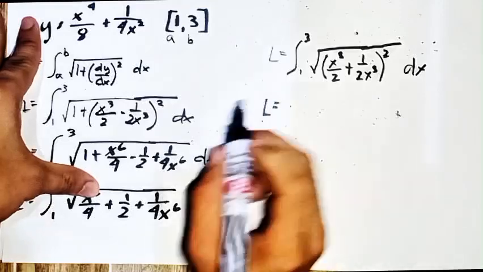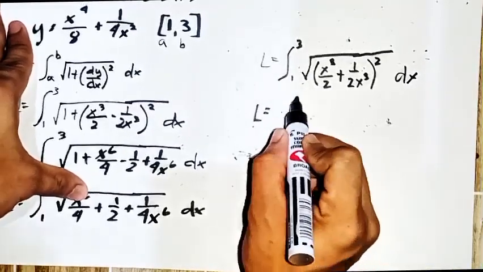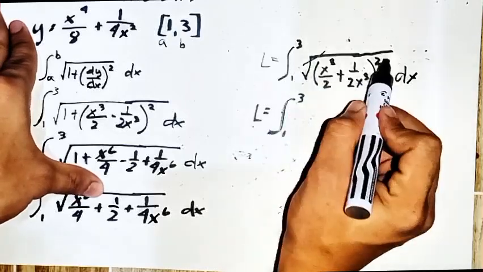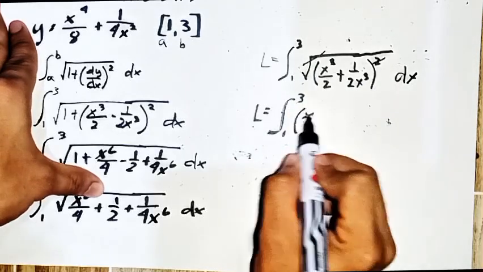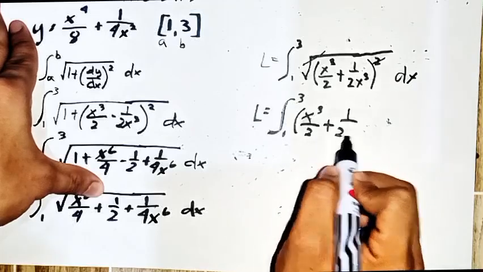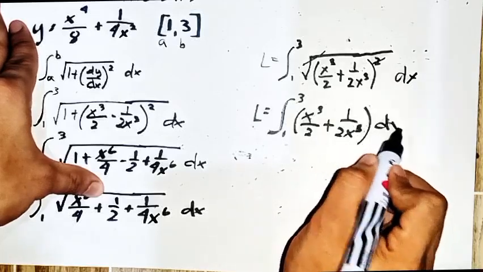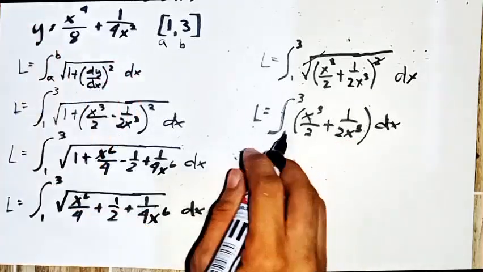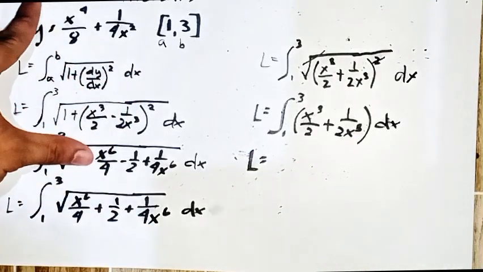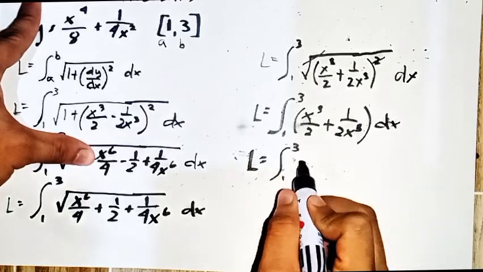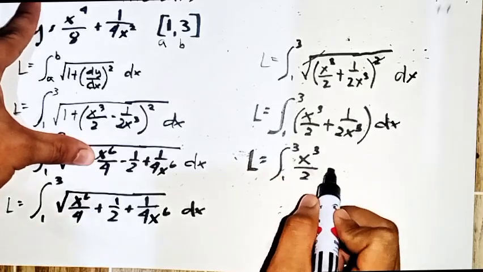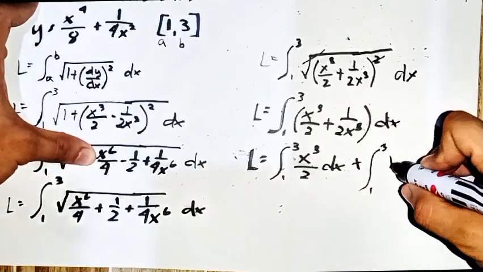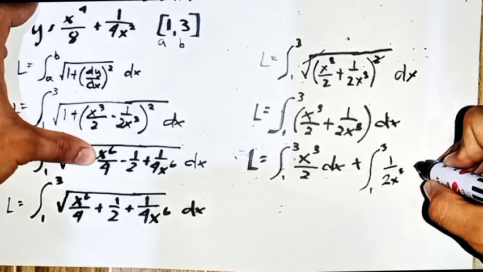So next, let's proceed. L is equal to the integral from 1 to 3. Now, as you can see, we have squared and square root, so you can cancel it. So it becomes x cubed over 2 plus 1 over 2x cubed dx. Now, we can separate these two fractions. L is equal to the integral from 1 to 3 of x cubed over 2 dx plus the integral from 1 to 3 of 1 over 2x cubed dx.